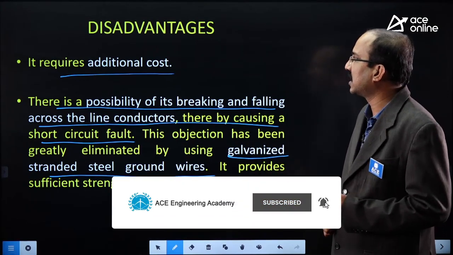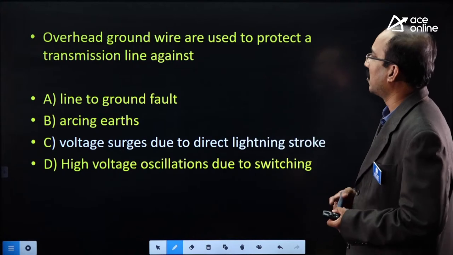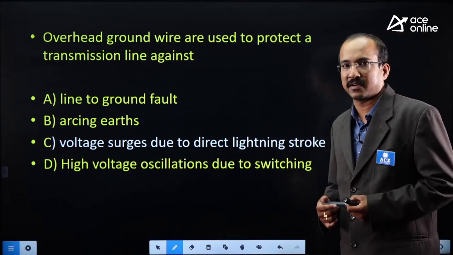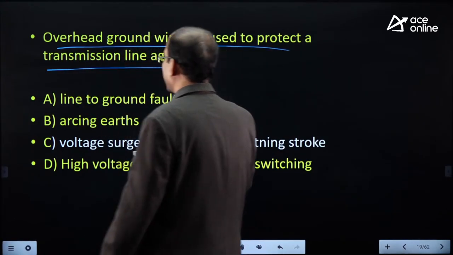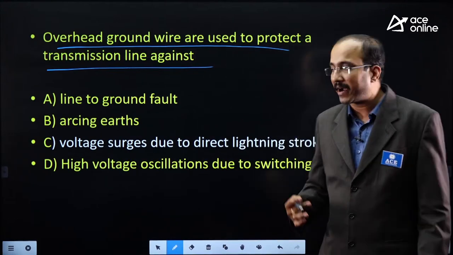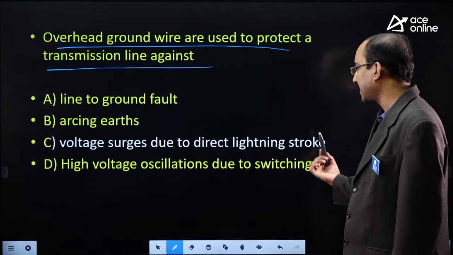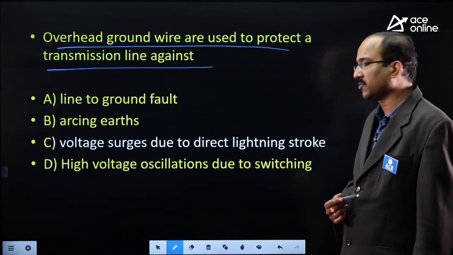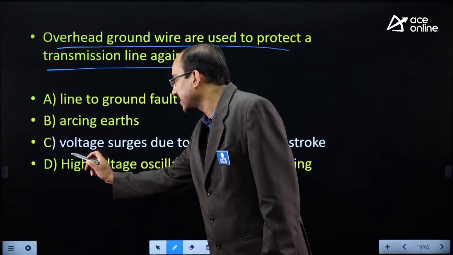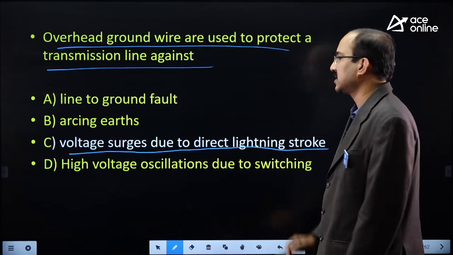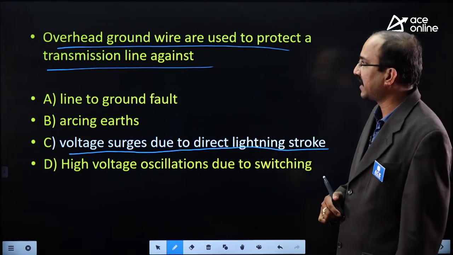So this is about the overhead ground wire. Now let us observe a question here. Overhead ground wires are used to protect the transmission line against what? Against line to ground fault, arcing earths, voltage surges due to direct lightning stroke, or high voltage oscillations due to switching. Observe this question carefully. Overhead ground wire is used to protect the transmission lines from voltage surges due to direct lightning stroke.